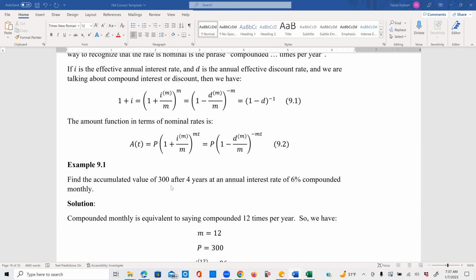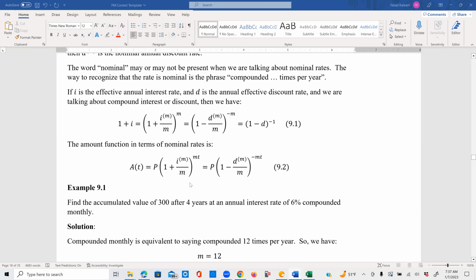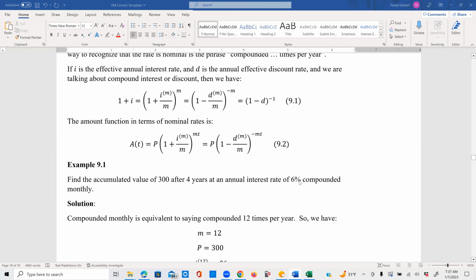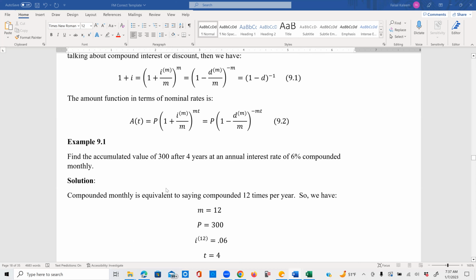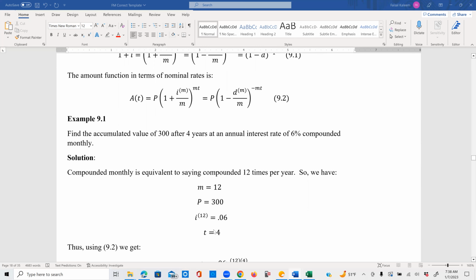Find the accumulated value of 300 after 4 years at an annual interest rate of 6% compounded monthly. So m is the number of compoundings per year. And so when it's compounded monthly, then we have 12 compoundings per year since there are 12 months in a year. So in this problem, m is 12, principal is 300, and i^(12) would be 6%, 0.06. And t is in years, so t is 4.